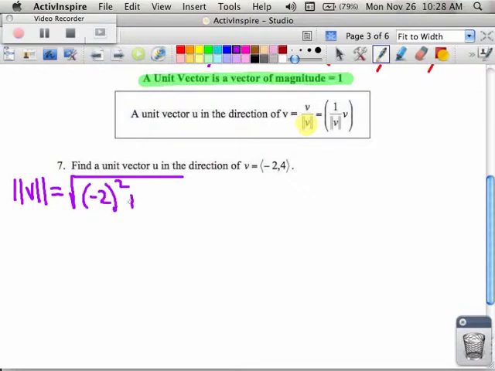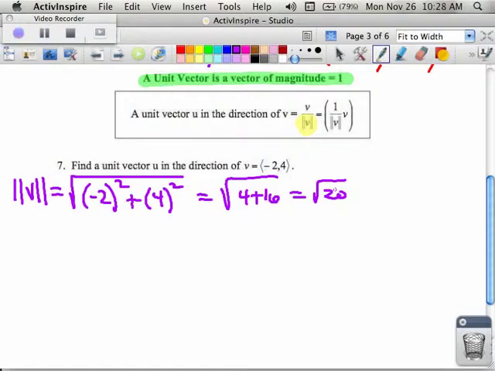Negative 2 squared plus 4 squared, we learned this just a little bit ago, which is really then the square root of 4 plus 16, or in other words, the square root of 20. Now we could simplify that, but for right now, I'm going to ignore the simplifying just to show you the technique, and you guys can simplify it later.